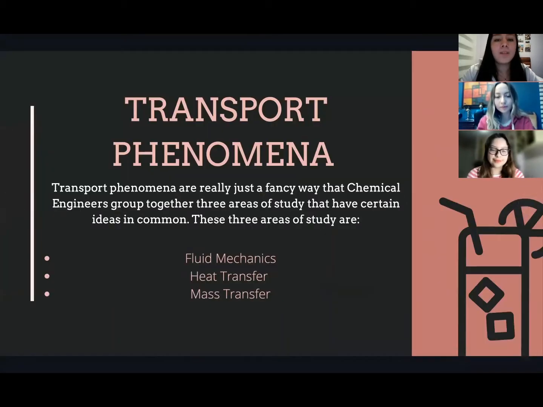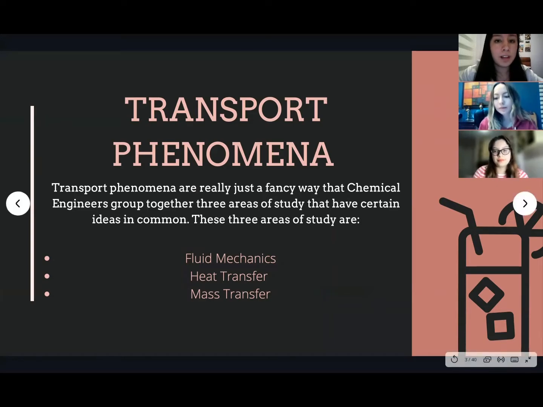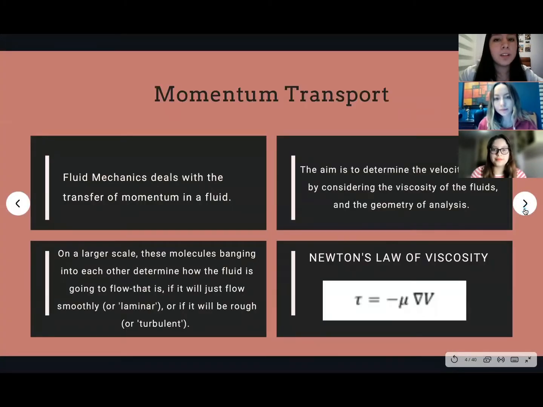So let's talk first of all about transport phenomena. Many daily situations reflect transport phenomena without us even noticing them. There are three types: momentum, mass, and heat transport. Momentum transport is based mainly on three physical laws: conservation of mass, conservation of momentum, and conservation of angular momentum. The aim is to determine the velocity profiles by considering the viscosity of the fluids and the geometry of analysis. This can be found, for example, in the analysis of a pipe as well as the wet viscosimeter.